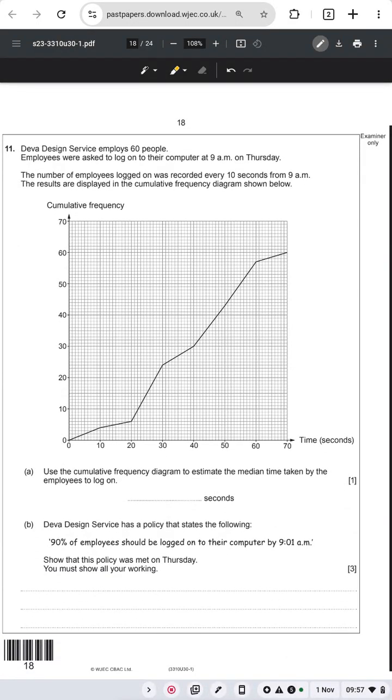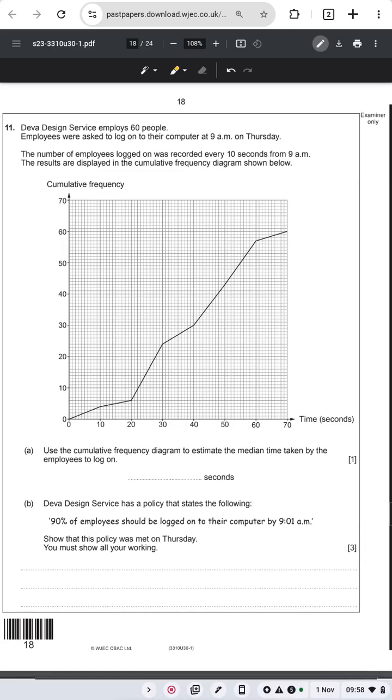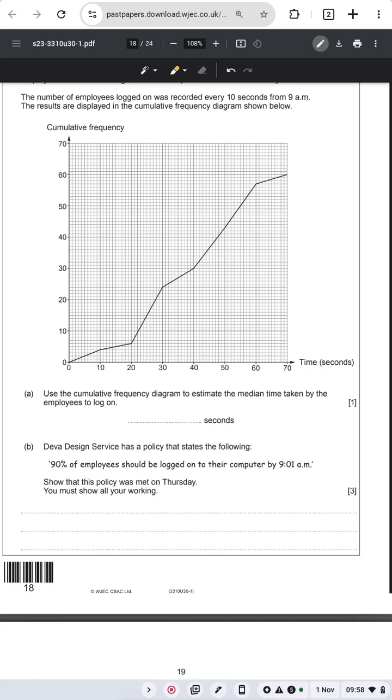Deva Design Services employs 60 people. Employees were asked to log on to their computer by 9 a.m. The number of employees logged on was recorded every 10 seconds from 9 a.m. The results are displayed in the cumulative frequency diagram below. Use the cumulative frequency diagram to estimate the median time taken.